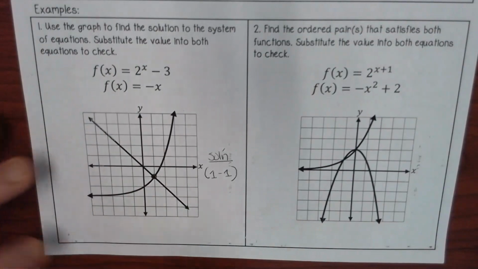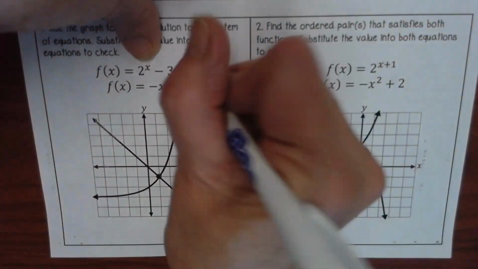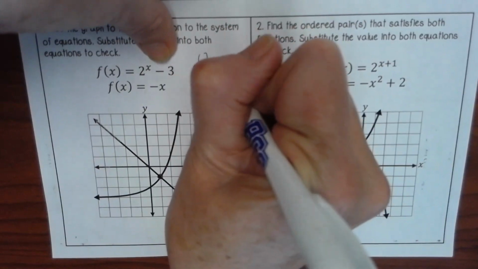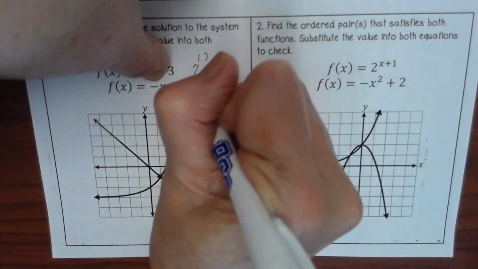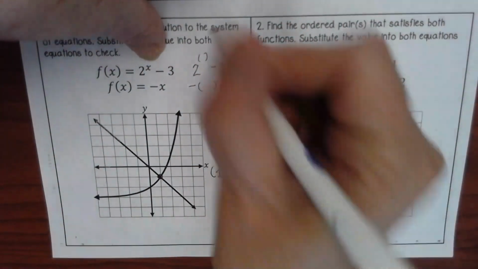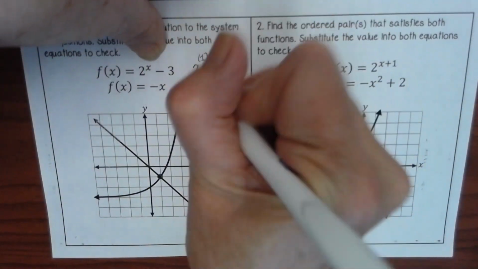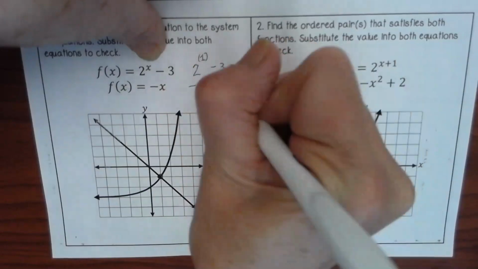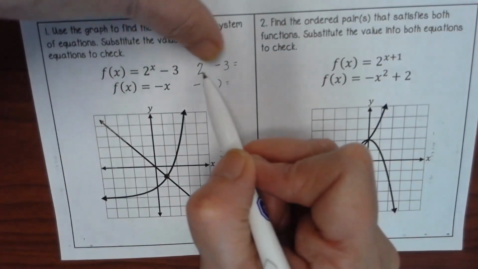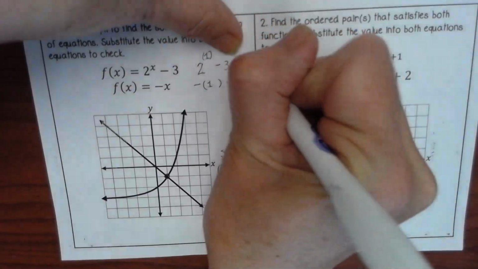We plug it in. So I'm going to plug it in here, so it's going to be 2 raised to the blank, then subtract 3. And this is going to be negative blank. Well, we're plugging in an x, so let's plug this 1 in. Well, 2 to the first power is just 2. And 2 minus 3 is negative 1.